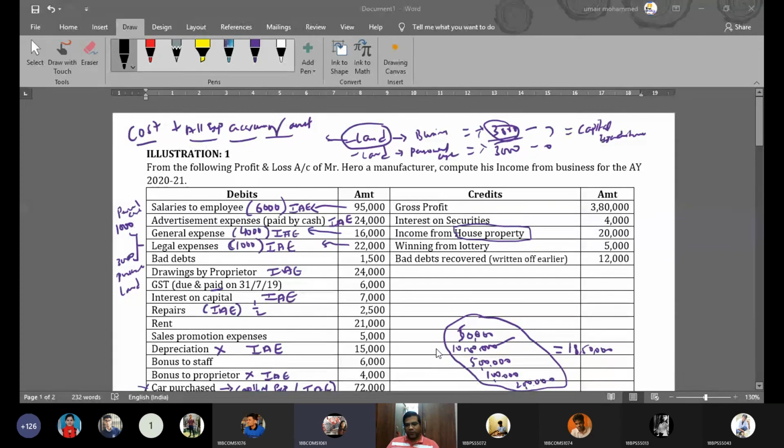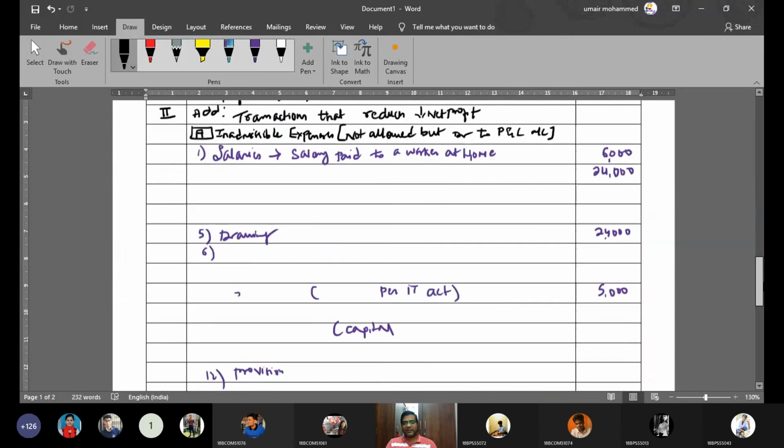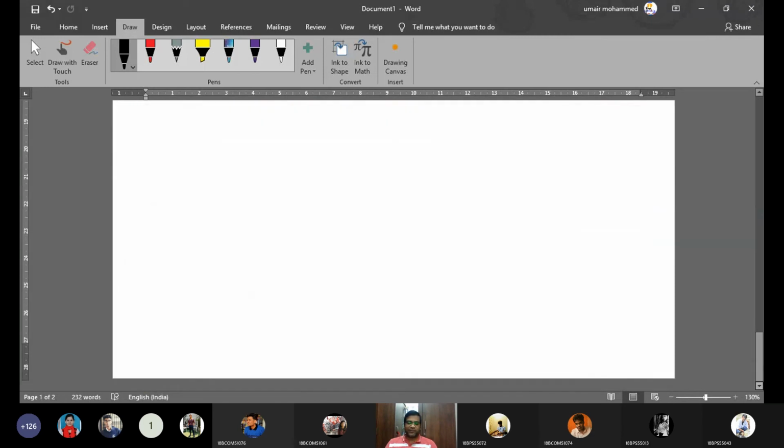Okay, now there's one more question from row number 75. He says, sir, could you explain capital expenditure adjustment? Yes. So that's very interesting because capital expenditure is something you should remember. Let me write it down here. First of all, what is a capital expenditure? Capital expenditure is defined as the cost of the asset plus all expenses incurred in acquiring the asset.